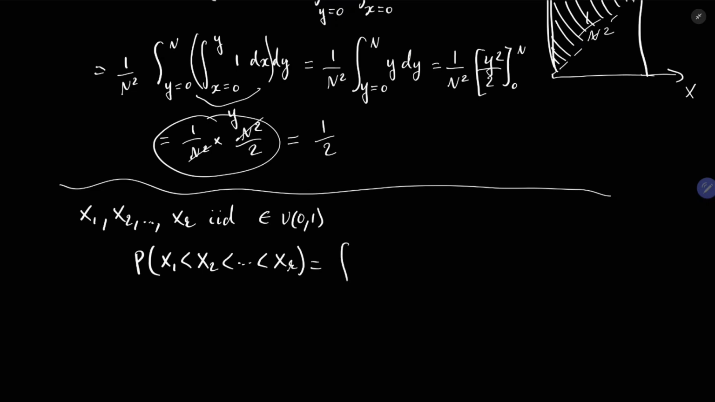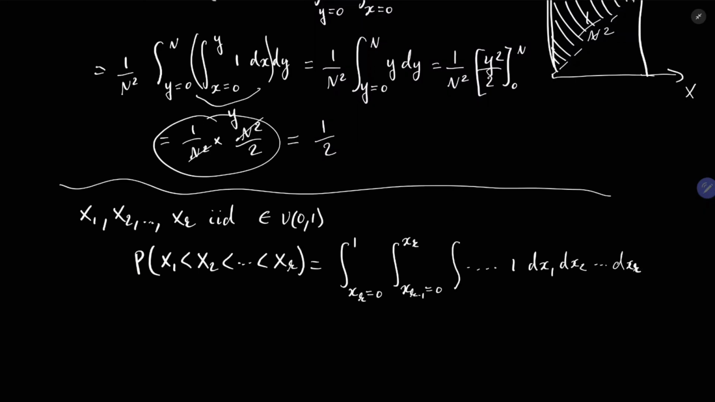So we are going to integrate from xk equal to 0 to 1. So we use 1 instead of n because we have seen that the result doesn't depend on n, so we can assume that they all take values between 0 and 1. Integral from xk minus 1 equals 0 to xk, etc., 1 dx1 dx2, etc. to dxk.